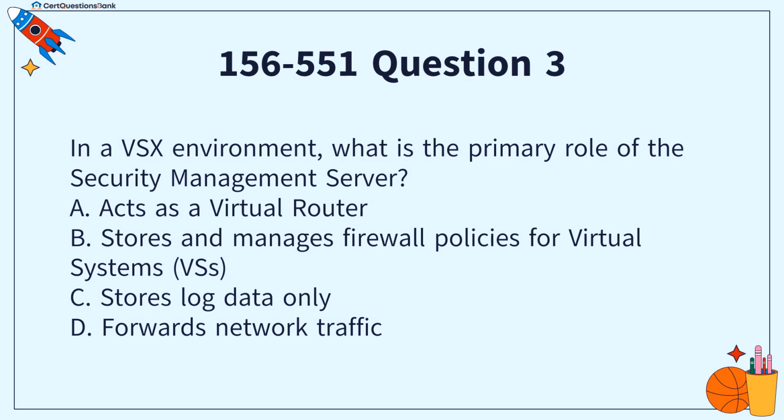In a VSX environment, what is the primary role of the security management server? A. Acts as a virtual router. B. Stores and manages firewall policies for virtual systems, VSs. C. Stores log data only. D. Forwards network traffic.